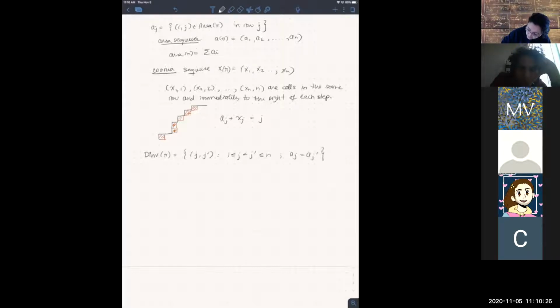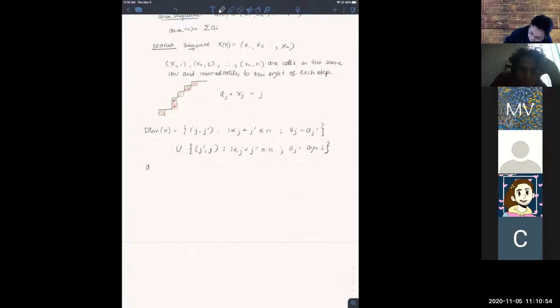their coordinates in the area sequence are the same, unioned with the cells (j', j), such that 1 ≤ j ≤ j' ≤ n, and a_j = a_{j'} + 1. And I forgot a prime. So again, little div of pi is just going to be the cardinality of big div of pi.